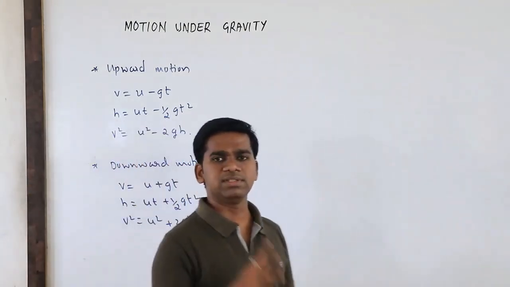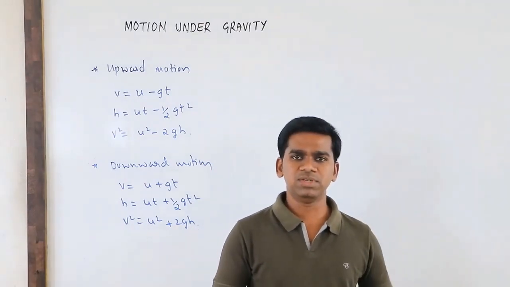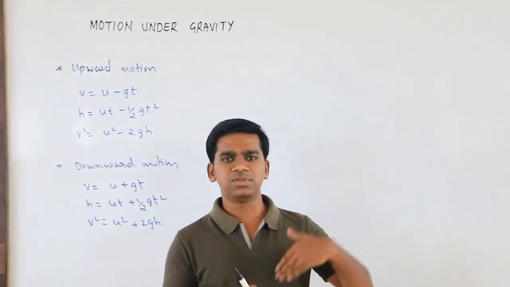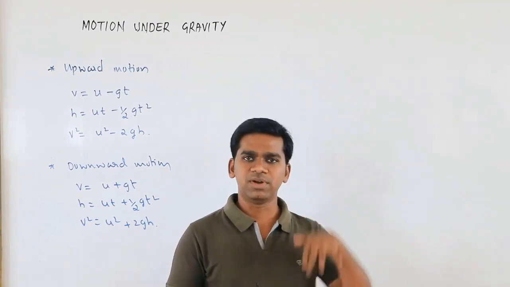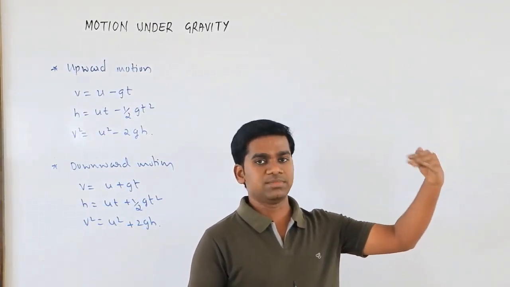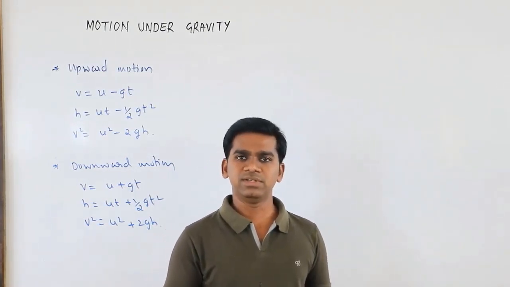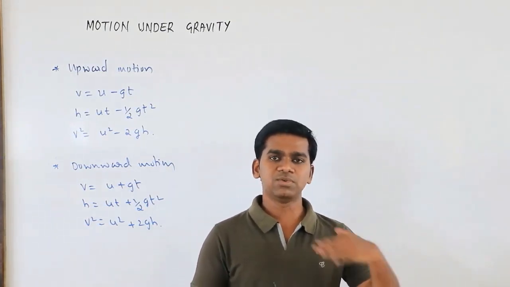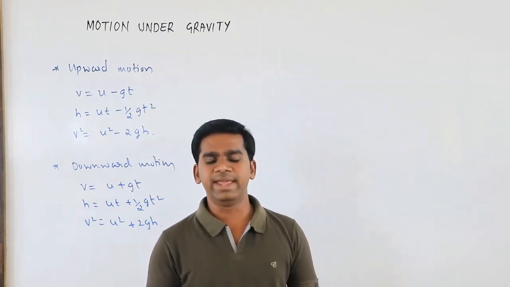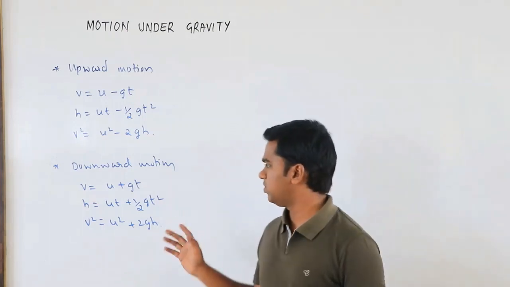We have taken all the sign conventions. Whether v is positive or negative: for downward, u is positive and v is positive; for upward, u is negative and v is negative. S is plus h for downward, and minus h for upward. For downward also, g is negative. Okay, those are the sign conventions. From that, these equations came.